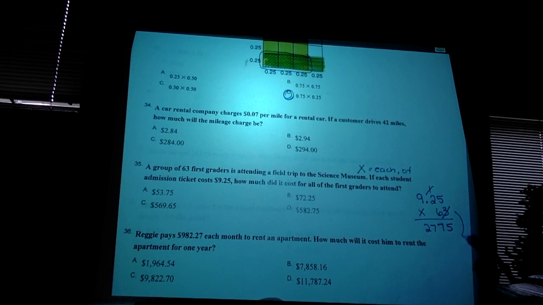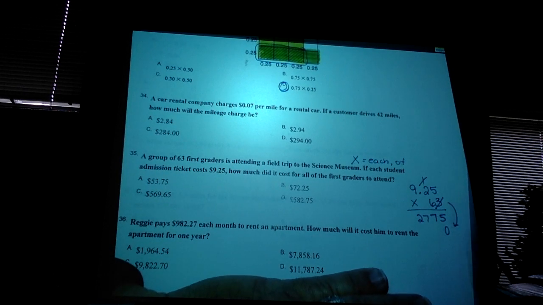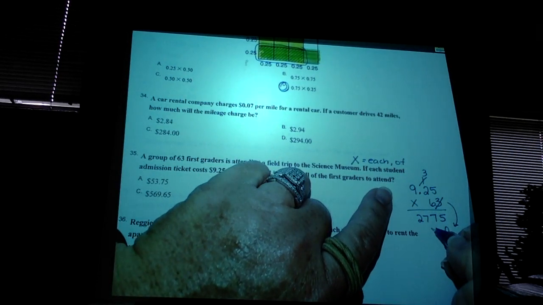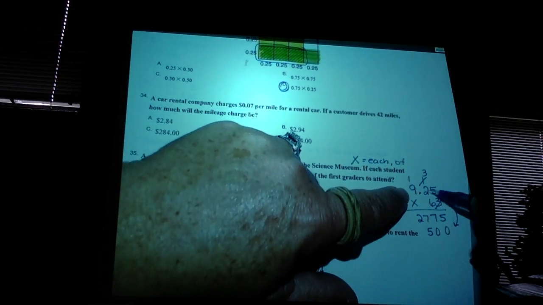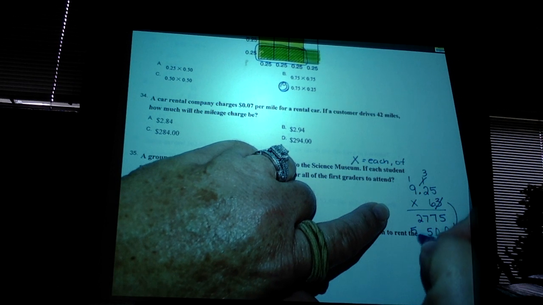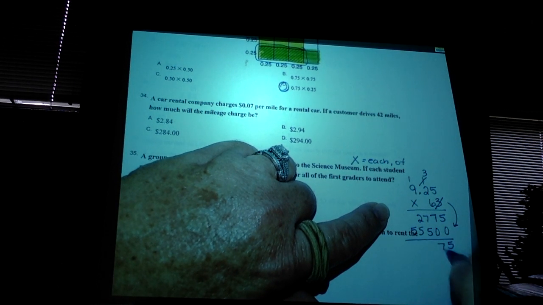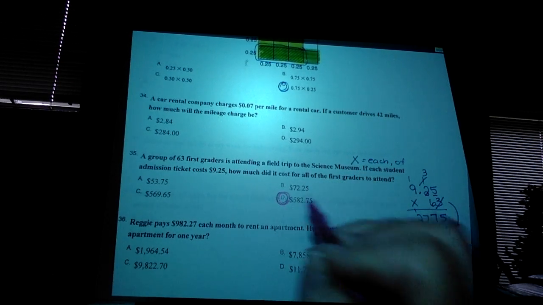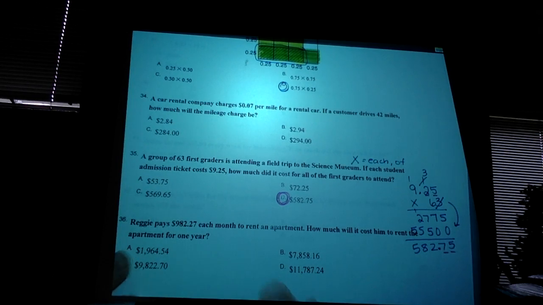Cross off everything. Put that placeholder. That arrow tells you how many placeholders. 6 times 5 is 30. 6 times 2 is 12, plus 3 is 15. 6 times 9 is 54, plus 1 is 55. All right, now I'm going to count my placeholders after a decimal. I have 1, 2. That's the only one. Then I go in, and I have $582.75, D. Okay? All right?